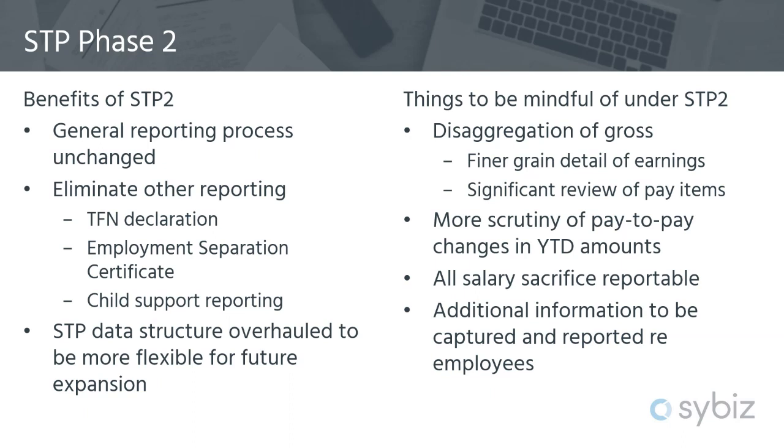And another benefit, not so much for employers directly, but certainly for the ATO and software developers, is that the data structure underneath the hood has been completely overhauled, so it's more flexible for future expansion. And that means there'd be less frequency of, say, an STP3, STP4, etc. We'll be able to use that structure to expand the reporting, and I think it's safe to say that we'll see more and more bits of information reported through the STP process as other government stakeholders come to the ATO and say that they want different information for different purposes.